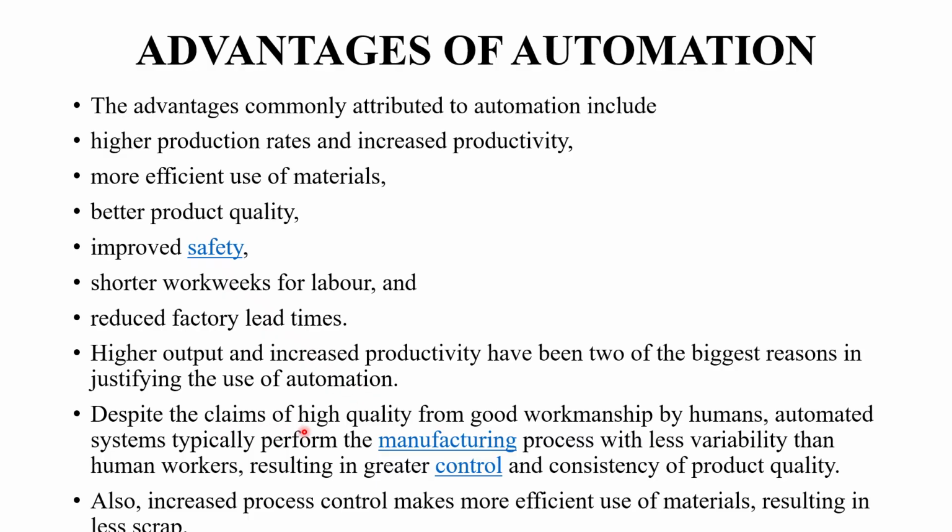Despite the claim of high quality from good workmanship by humans, automated systems typically perform a manufacturing process with less variability than human workers, resulting in greater control and consistency of product quality. Also, increased process control makes more efficient use of raw materials, resulting in less scrap. These are the advantages of automation.